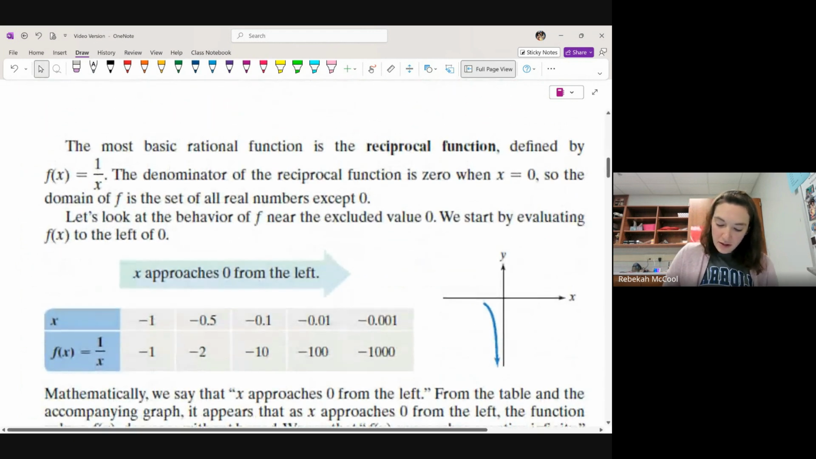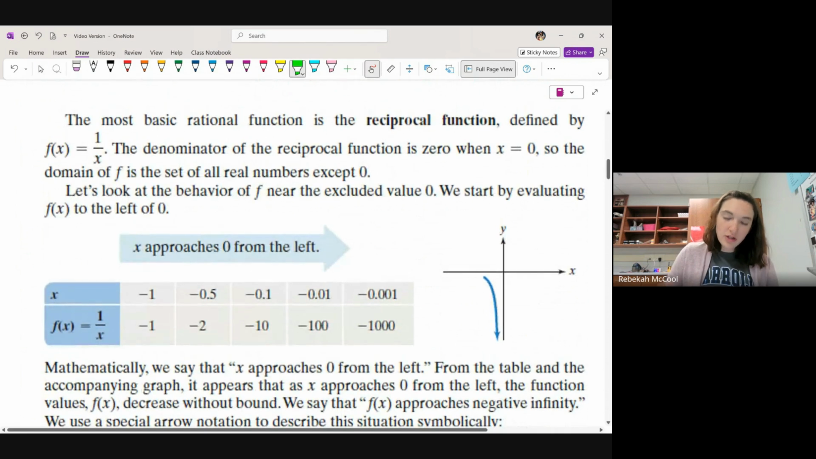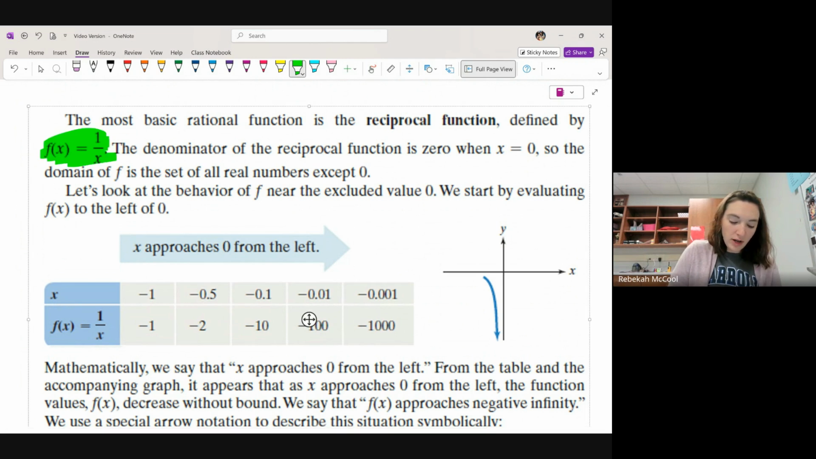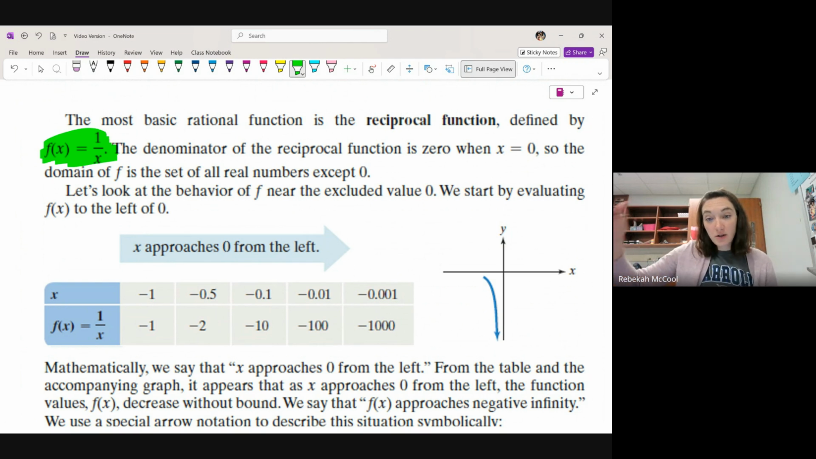Now, the most basic rational function is called the reciprocal function. Again, the most basic type we call the parent function. So our parent function here is just the function 1 over x. Parent functions have no other numbers being added or subtracted or multiplied to them. So the denominator of this function is 0 when x is 0. So our domain here would just be that x cannot be equal to 0.